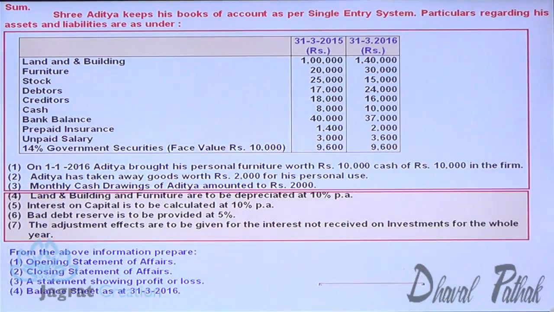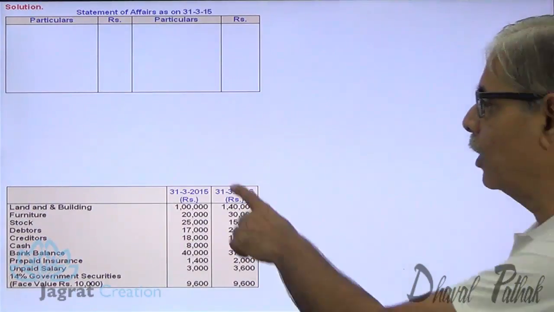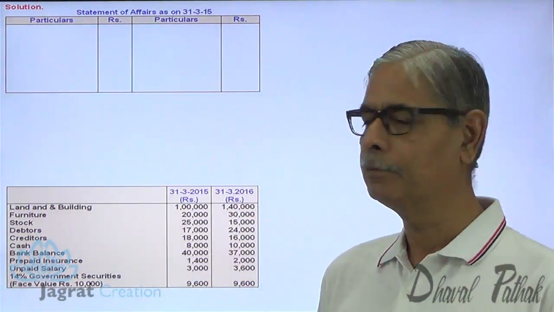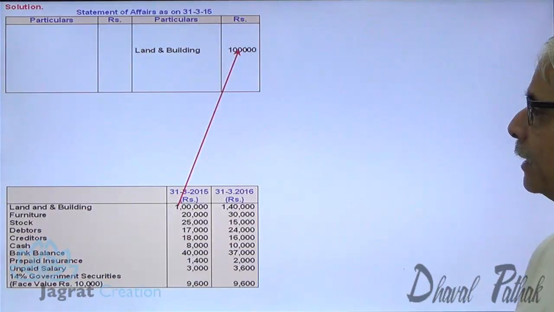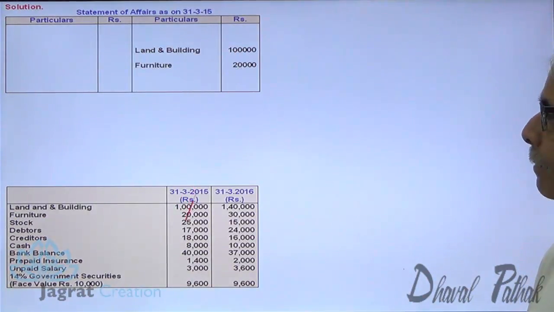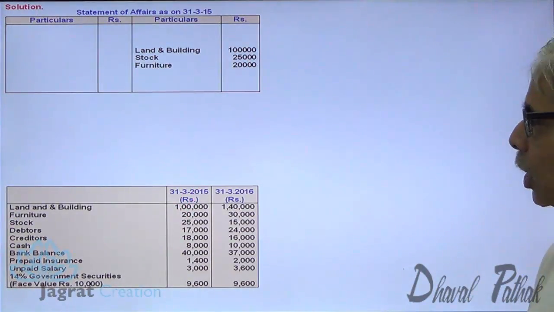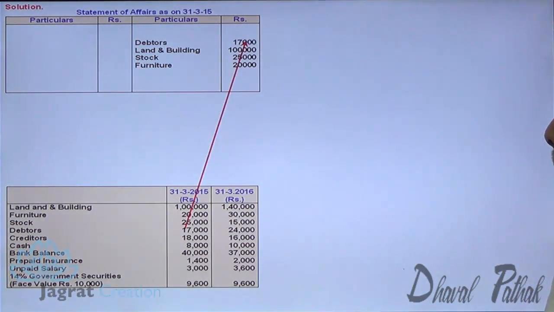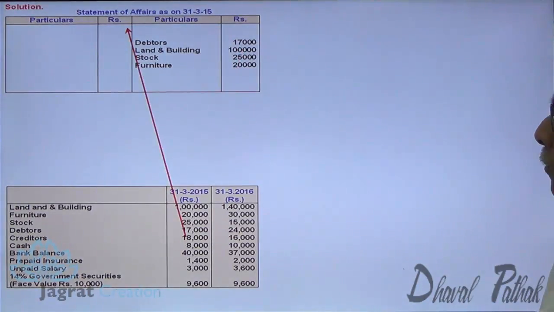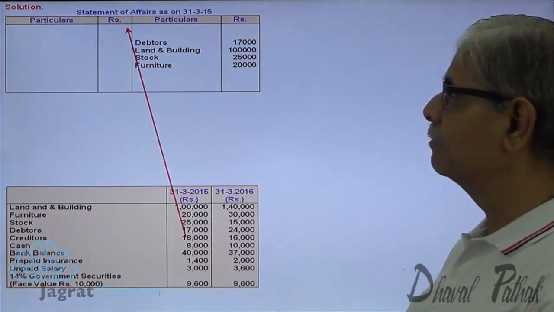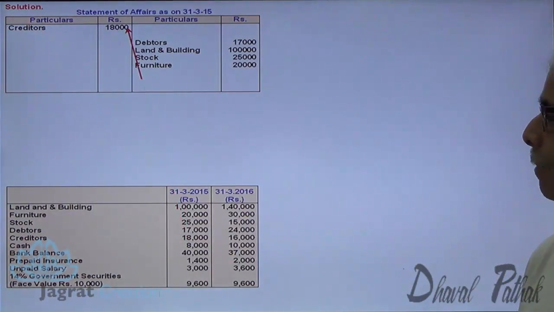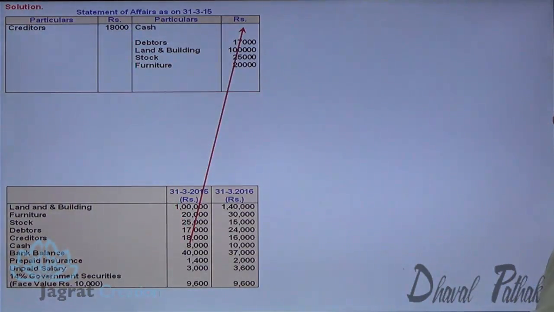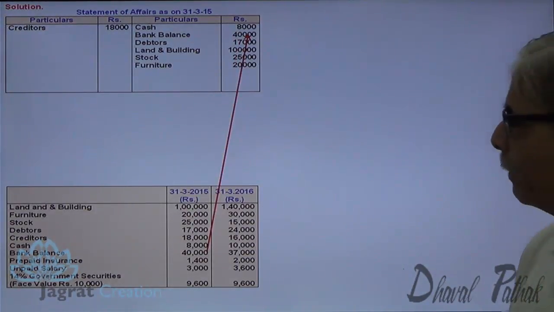Now see, first, as I told you, I will prepare opening statement of affairs. For this, opening balances are going to be considered. Land and building will appear on the asset side, furniture on asset side, debtors on assets, stock on asset side, then creditors on the obligation, liability side. This is cash balance, prepaid insurance and bank balance.